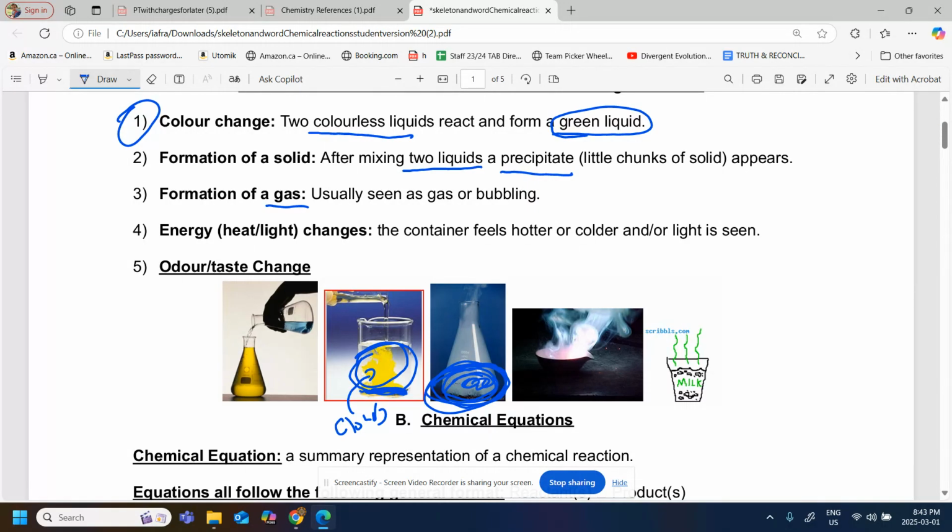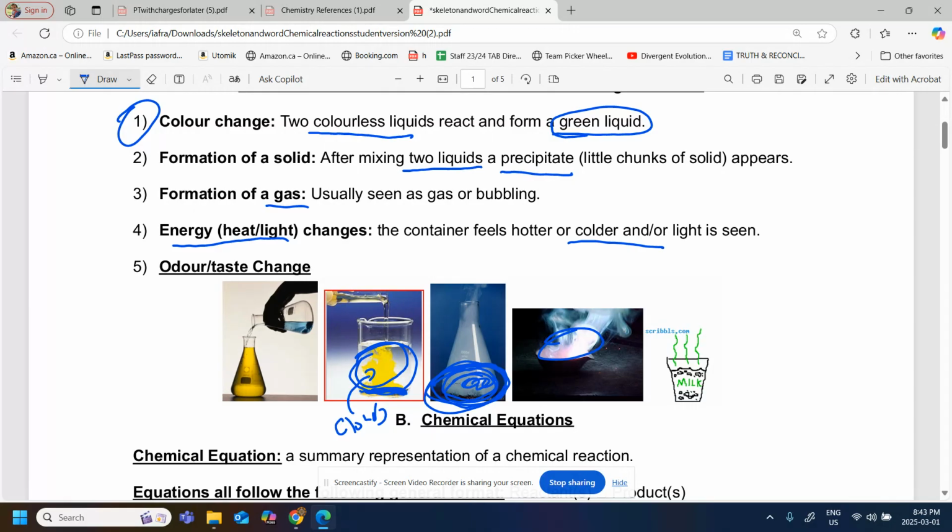Sometimes you might see a change in energy. That change in energy can be seen as light being produced, like when you crack a glow stick, for example. It could also be seen as a change in temperature, which counts as a change in energy. So sometimes the container starts to feel hot where the reaction's happening because it's releasing energy, or sometimes it starts to feel cold because it's absorbing energy from its environment.